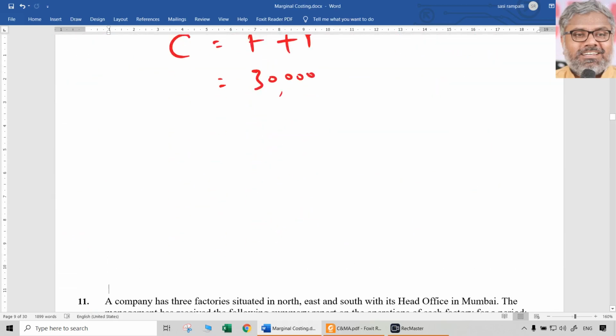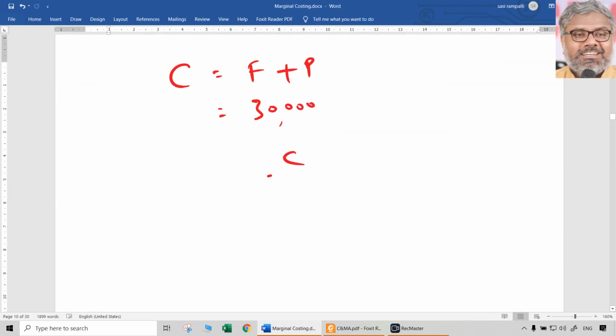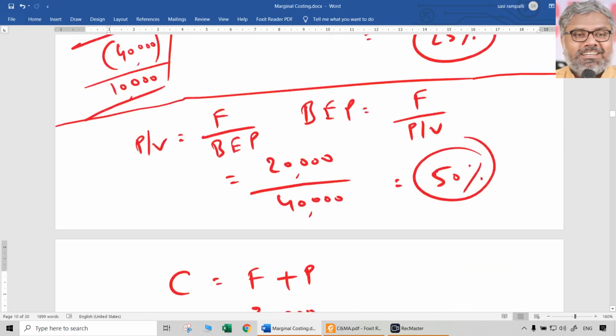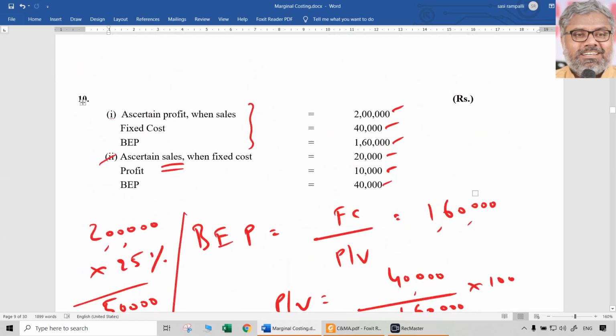So 30,000 contribution means how much will be sales when PV ratio is 50%. What is PV ratio? Once again, PV ratio is nothing but contribution by sales. That is 50%, 0.5. How much will be sales? That is contribution by PV ratio, and that means 30,000 divided by 0.5, which means 60,000 rupees is the answer for the second question. So what is the sales here? From the data that is given, 60,000 rupees. That's it. That is the answer for the second question.